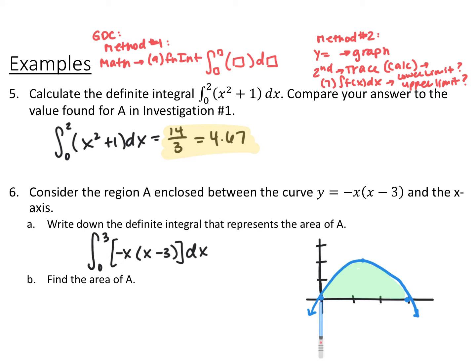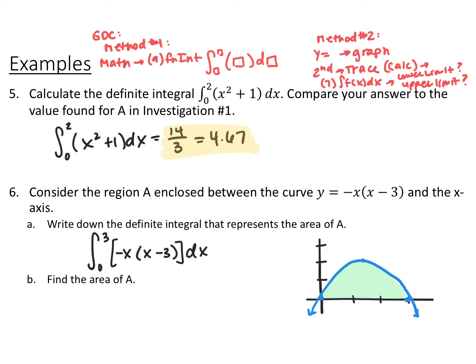So I have x-intercepts at x equals 0 and x equals 3, and it's a downward facing parabola. So we want the whole area that's being enclosed by the graph and the x-axis, so basically what I've shaded here in green. So that means my definite integral is going to be between these two intercepts. So I'm going from 0 to 3 of -x(x minus 3) dx.